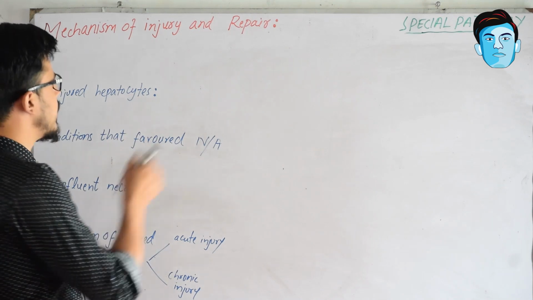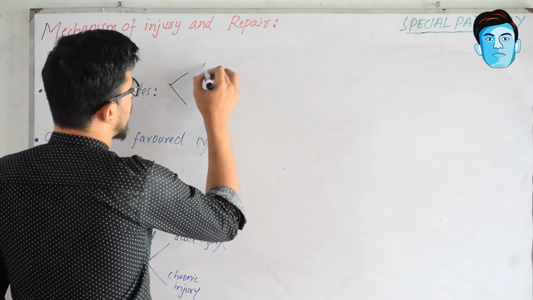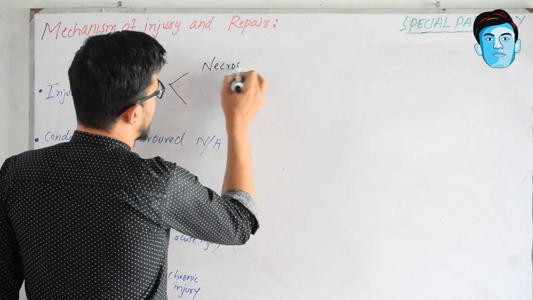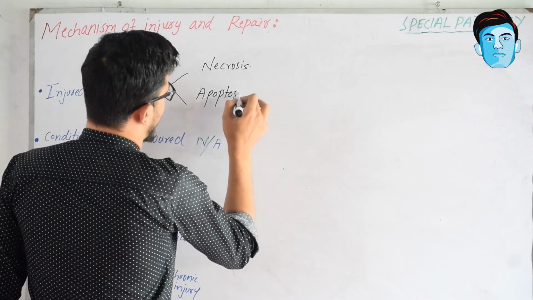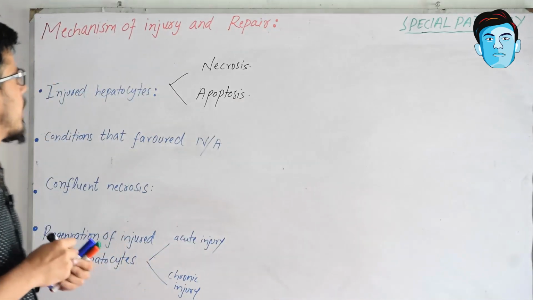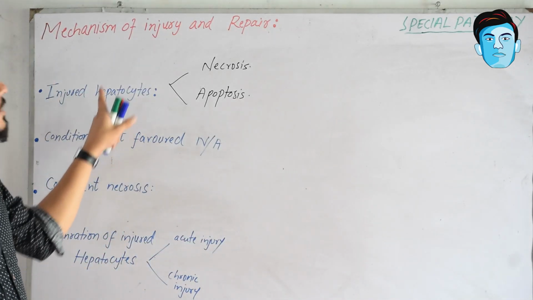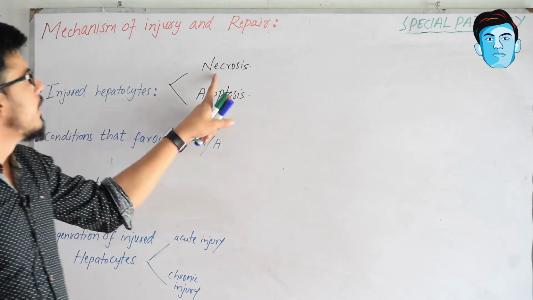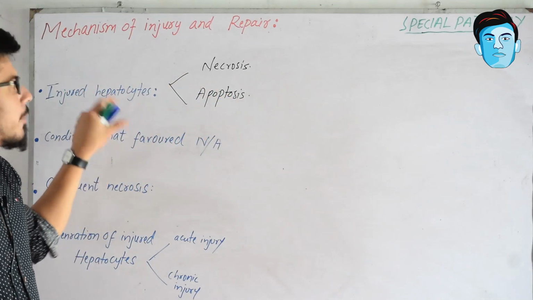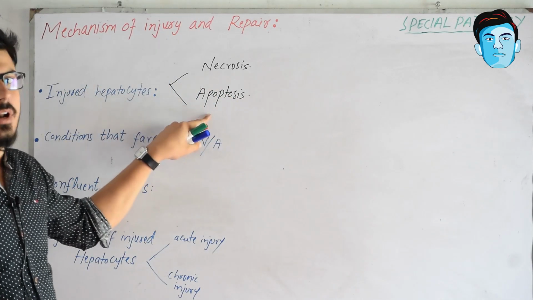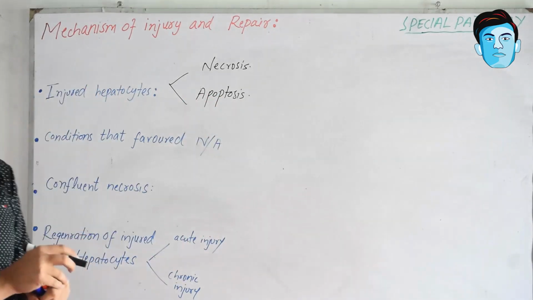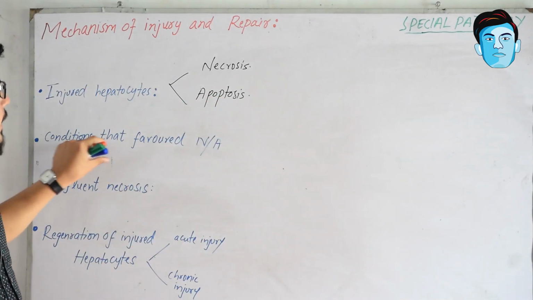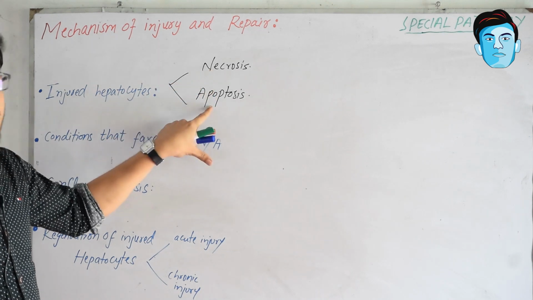Whenever a hepatocyte gets injured, it may lead to necrosis, or it may lead to apoptosis. If the hepatocyte injury is severe, it leads to necrosis. If the hepatocyte injury is not so severe, it leads to apoptosis. As you know, apoptosis is programmed cell death. Now, what are the conditions that favor necrosis and apoptosis?